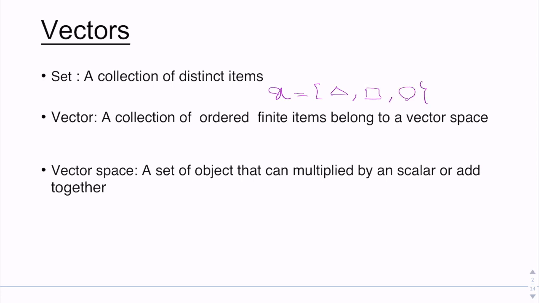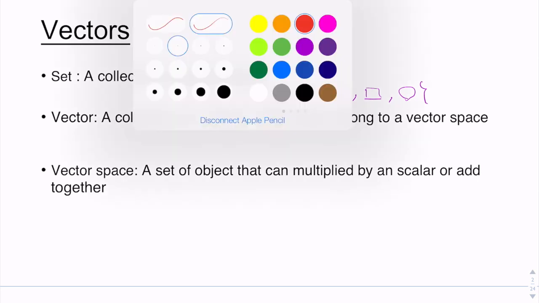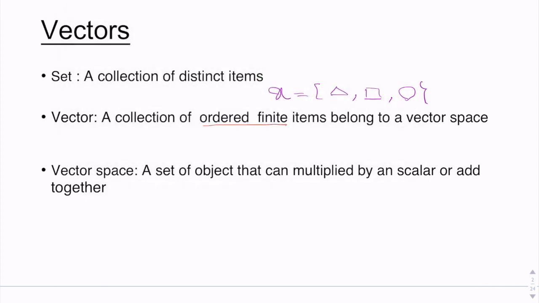The requirement for a collection of items to be a set is that they should be distinct, and they could be anything, any objects. However, a vector is a collection of ordered items. What does it mean to be an ordered item? And also finite. Those are the two properties of a vector that belongs to a vector space.